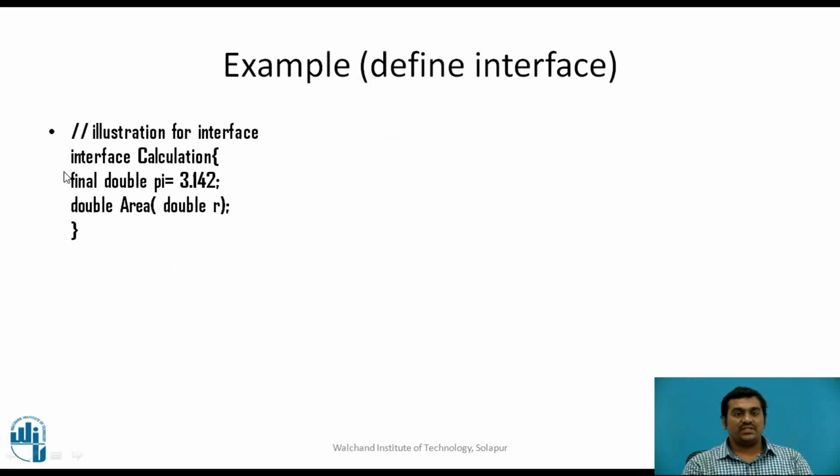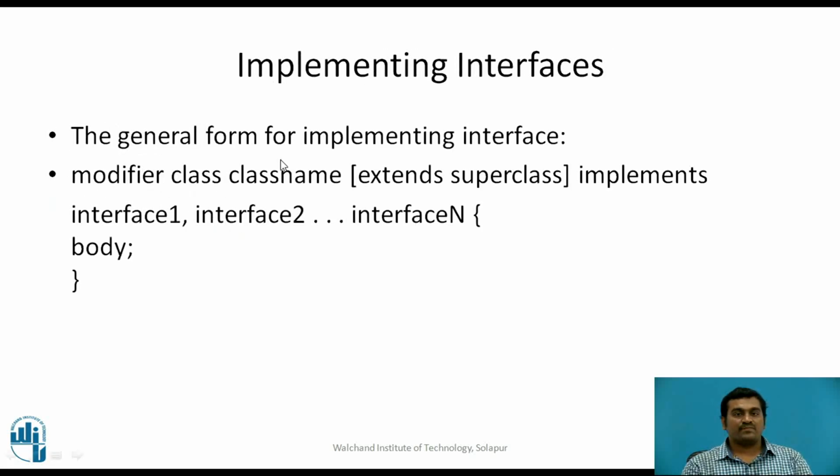Let us see one example. In this case, an interface calculation is defined. Here a double pi is defined as 3.142. As all of you know, the value of pi is 3.142, and in order to make it a constant, we have to write the final keyword. Now the method: here the return type is double and the method name is area, and the argument is double r, that is radius.